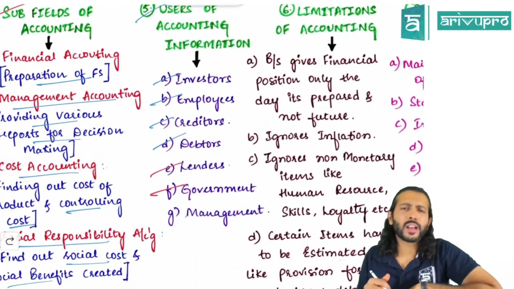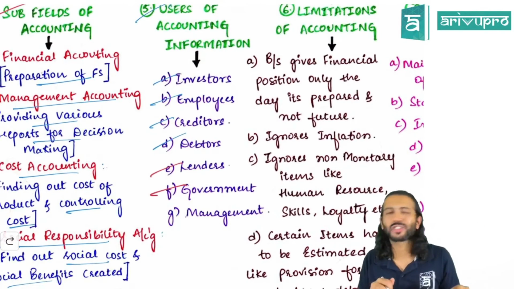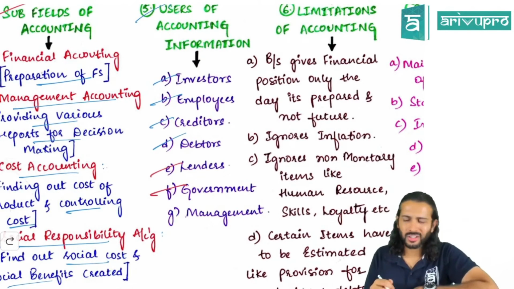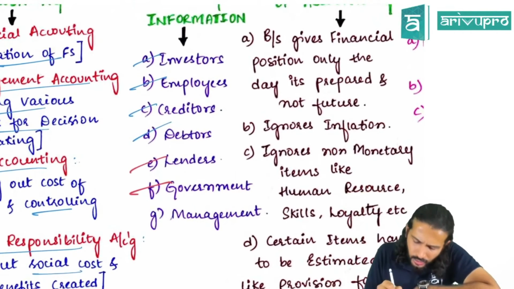Government also can use financial accounting information. For what purpose? To know how much tax to collect. Tax rate they can decide based on financial information, and other things also they can use it for. Primarily it's for the tax.